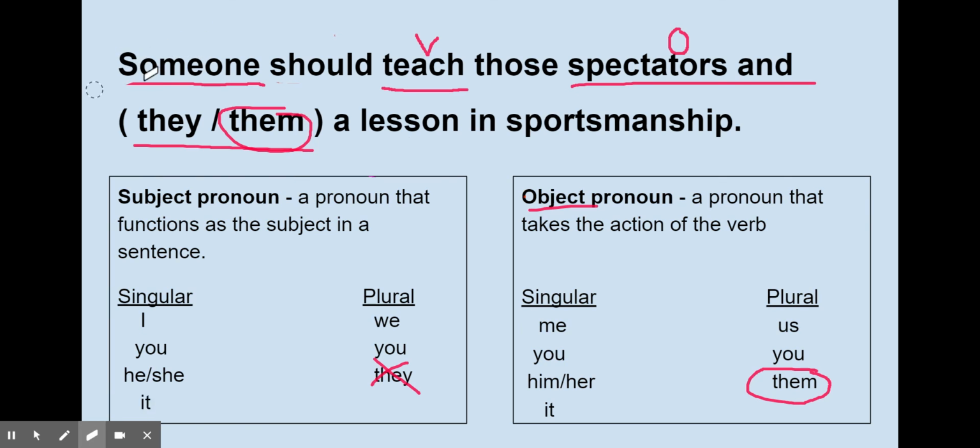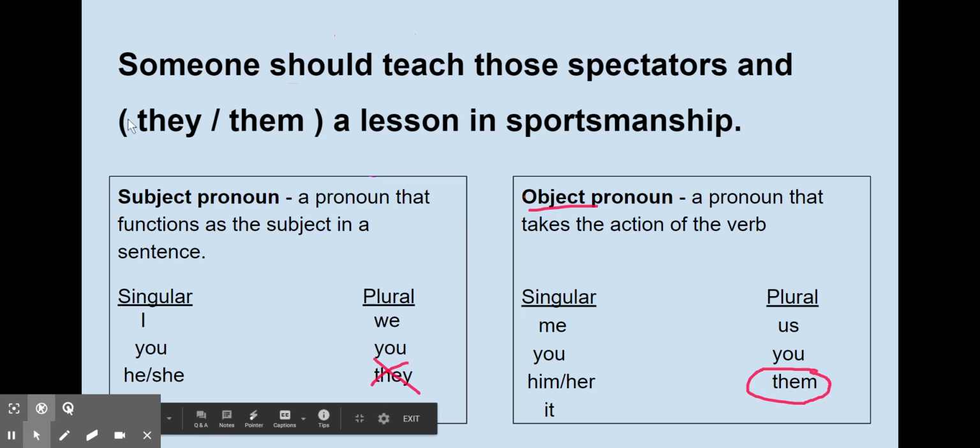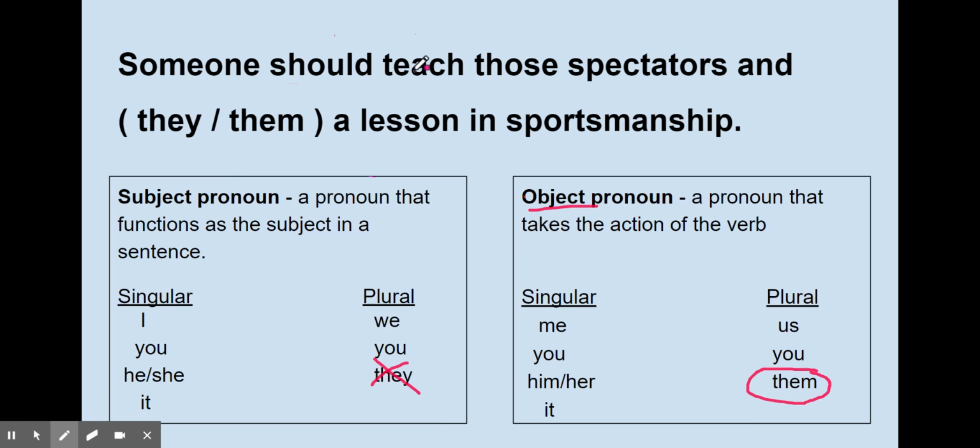Again, let's take a look at the shortcut. That's the long way of figuring these out. Let's take a look at the shorter way. If I get rid of what I don't need, and I go back to this sentence, I could temporarily erase where it says, "someone should teach those spectators and." If I get rid of that, this will make it a little easier for me. So, someone should teach they a lesson in sportsmanship, or someone should teach them a lesson in sportsmanship.